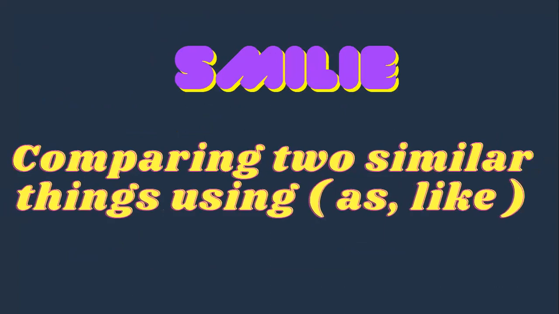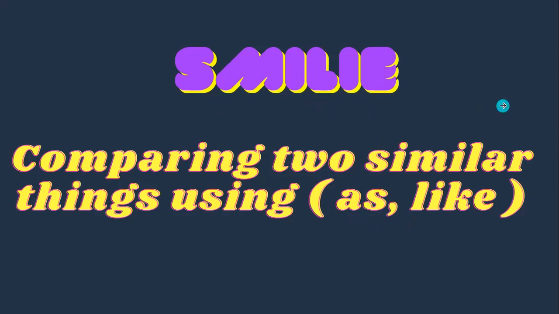Let's start. Simile. Who knows what is simile? Muhammad, do you know what is simile? For example, the teacher is funny as something that's funny. Yes. Simile is when you compare two things together or two people together, comparing two similar things using as or like. So when you use as or like, we call this simile.